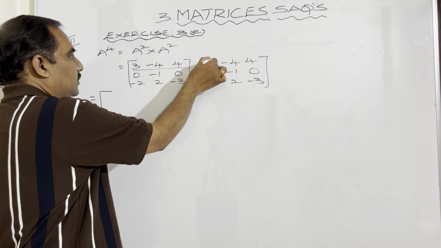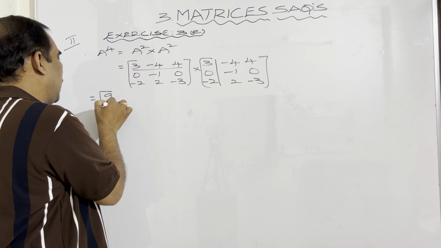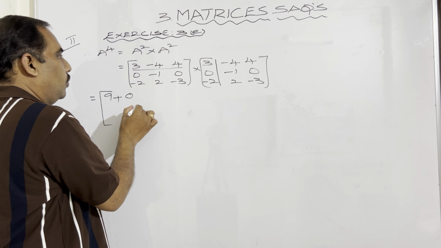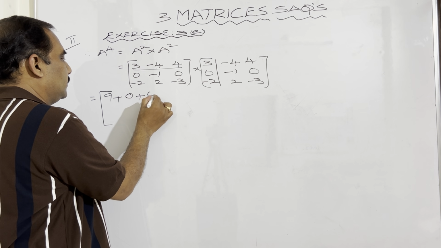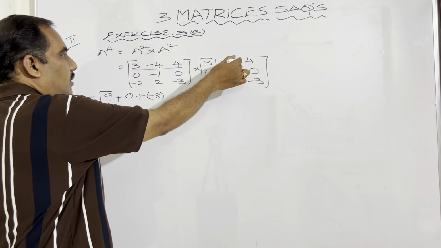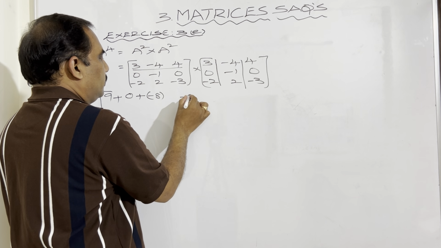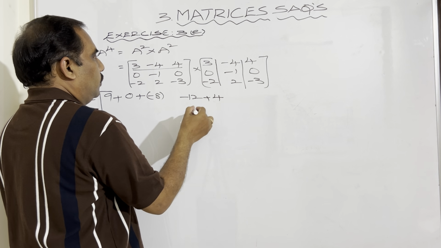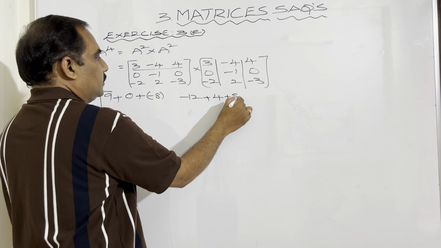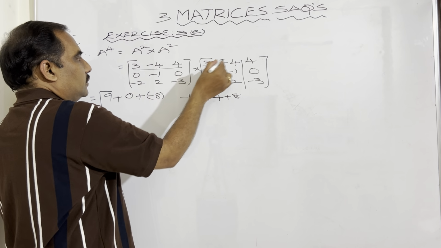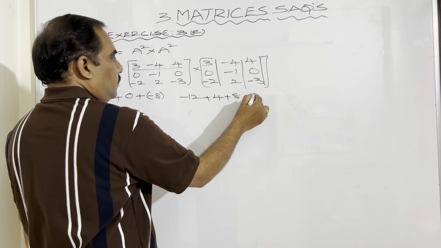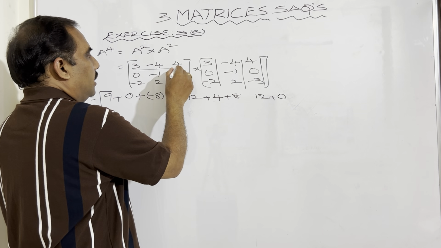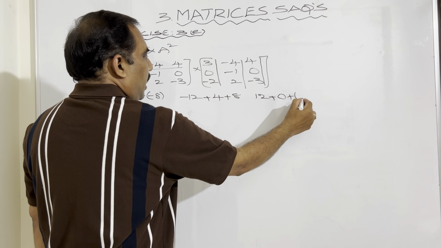So again first row, first column multiplying. 3 into 3, that is 9. And immediately plus minus 4 into 0, that is 0, and plus 4 into minus 2, that is minus 8. Again first row second column multiplying here, 3 into minus 4, that is minus 12, and immediately plus minus 4 into minus 1, that is 4, and plus 4 into 2, that is 8. So again same first row third column multiplying here, 3 into 4, that is 12, and plus minus 4 into 0, that is 0, and plus 4 into minus 3, that is minus 12.